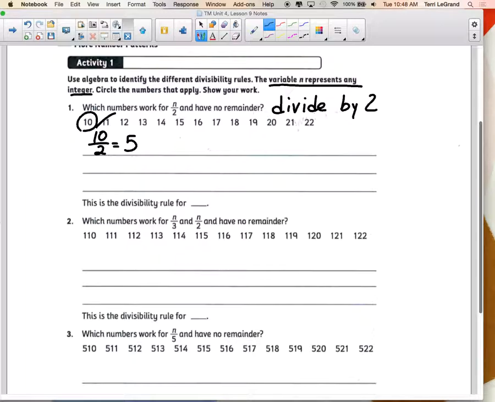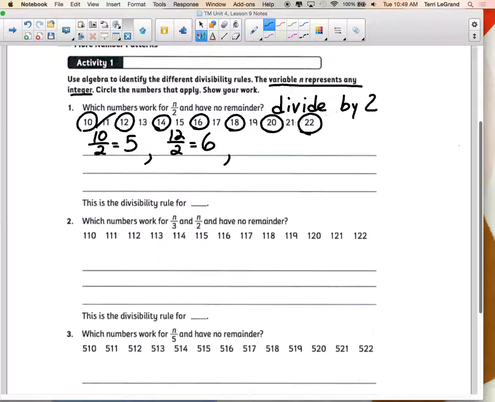How about 12? Because 12 divided by 2 is 6. Or in other words, the last digit of 12 is 2. 2 can be divided by 2 and you get 1, right? Okay, so let's circle 12. Tell me something right now. What is n over 2 really representing then? The even numbers, isn't it? Because all even numbers are divisible by 2. So what are we going to circle? What's the rest of them we're going to circle? 14, 16, 18, 20, and 22.